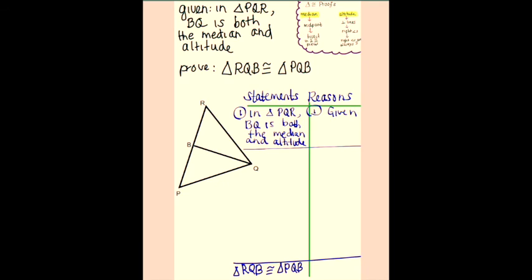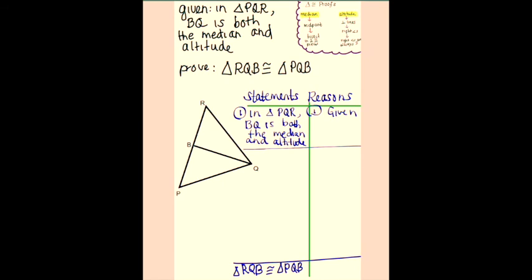The next thing for me to do is mark up my diagram. But when we mark up our diagram, we're looking for things that they explicitly tell us are either congruent or parallel or information like that. So in this case, there's nothing for me to directly mark up yet because I need to use some outside information. I need to use my knowledge of geometry. So I'm going to start first by talking about median. It says that in this triangle, BQ is both the median and the altitude. So I'll start with median.